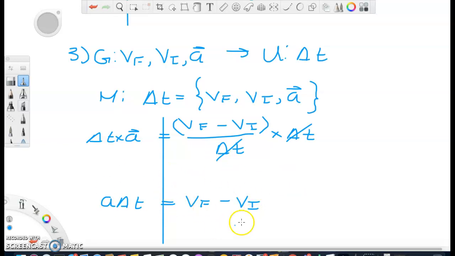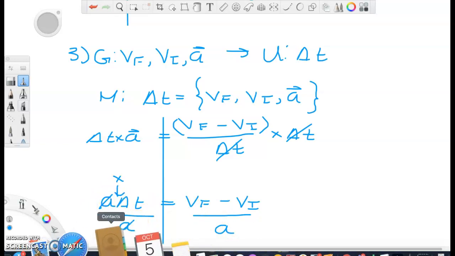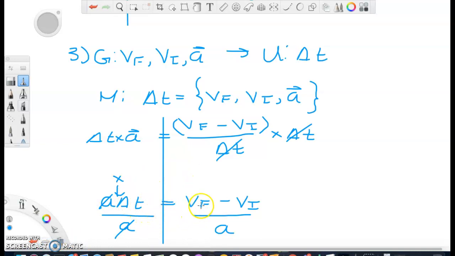Now what am I going to do? Because now I have a delta t on the left side, but it's not alone. I want delta t to be alone on this side of the equation, so I need to get rid of the acceleration. Remember, there's a multiplication implied here: a times delta t. So to get rid of a on this side, I'm going to divide by a, and divide the other side by a as well. When I divide a variable by itself, those variables go away, and you are left with delta t is equal to v final minus v initial divided by acceleration.